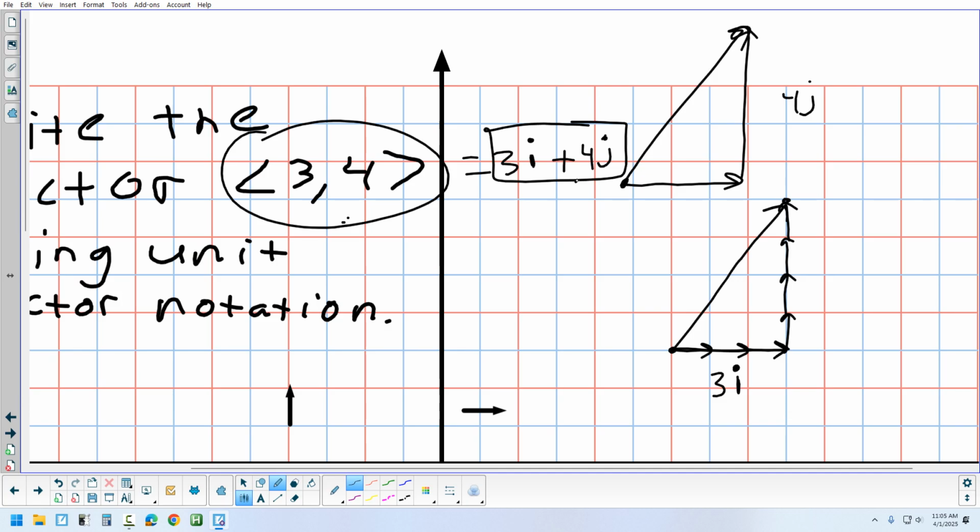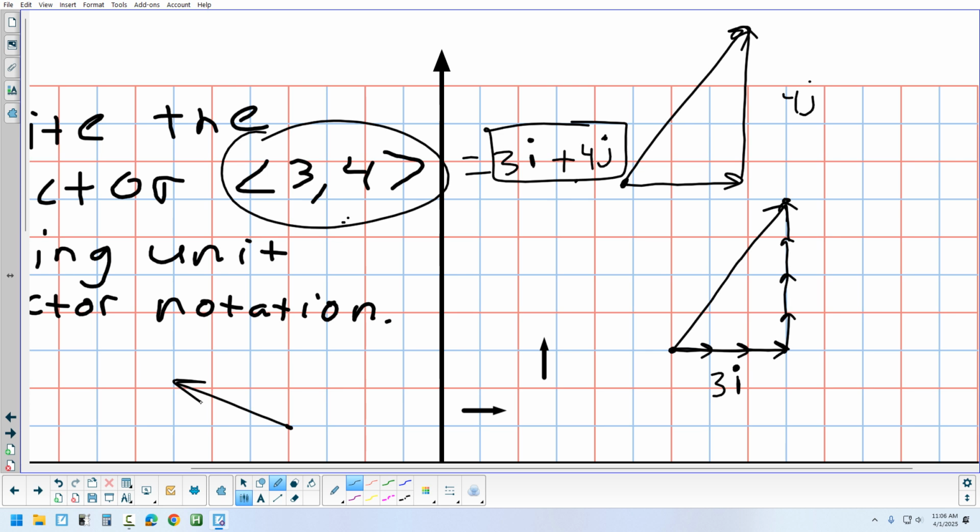Now, if you only use i's and j's, well, i points to the right, j points up. But what if I wanted to build a vector like that? What would I have to do to build that out of i's and j's? You do negative i? Yeah, we can do negative i or we can do negative j. So between having positives and negative i's and j's, we can move up, down, left, and right. We can travel any direction that we want to build a vector.